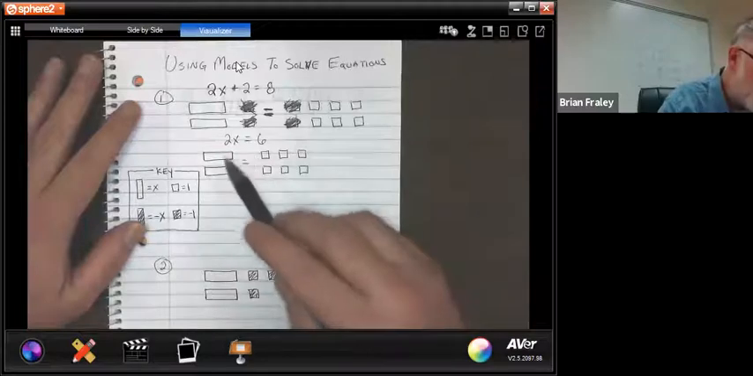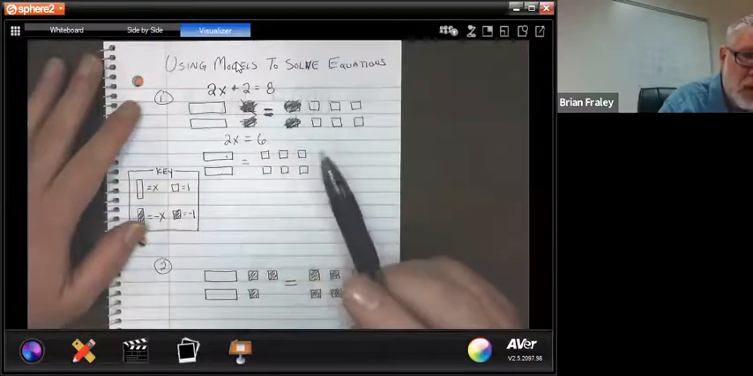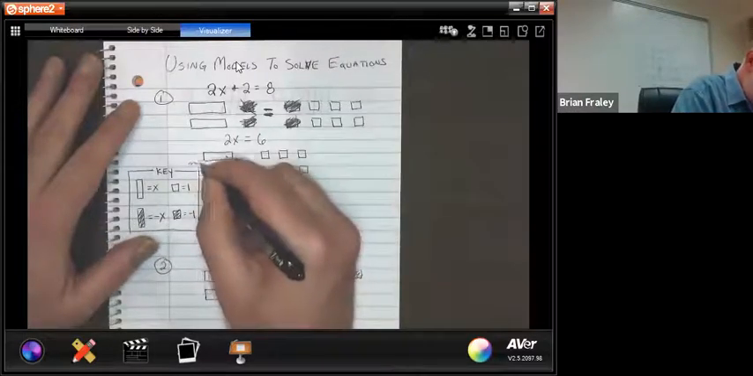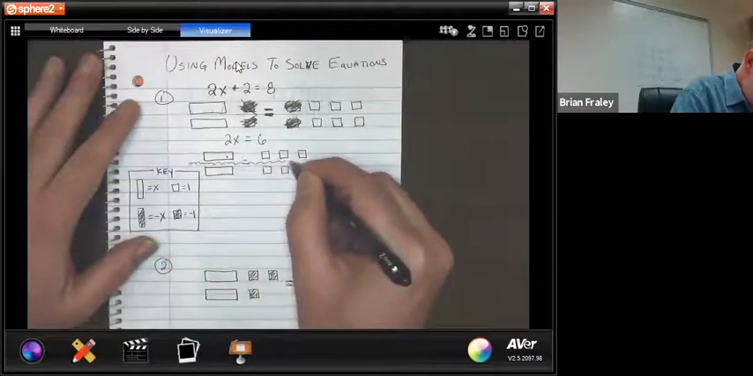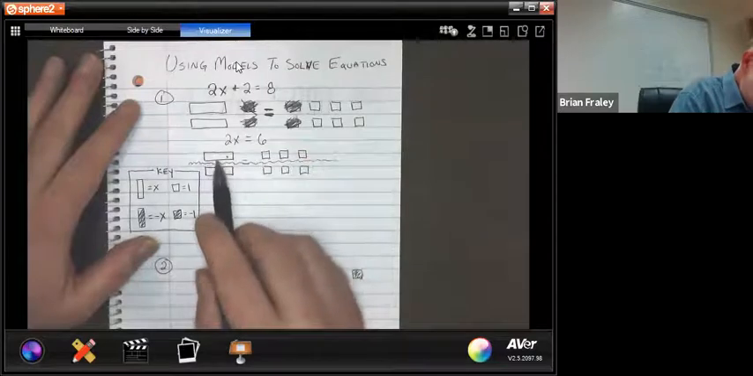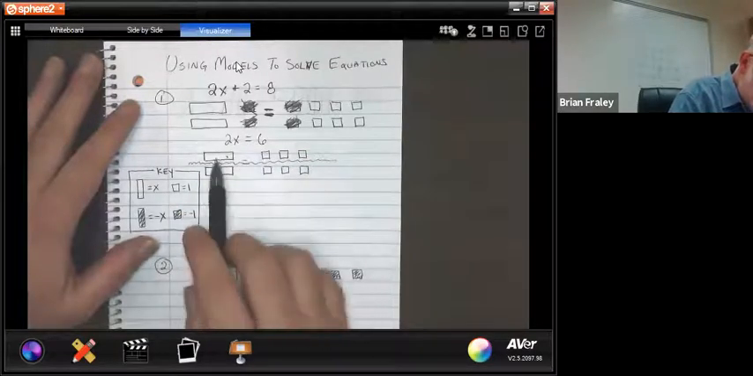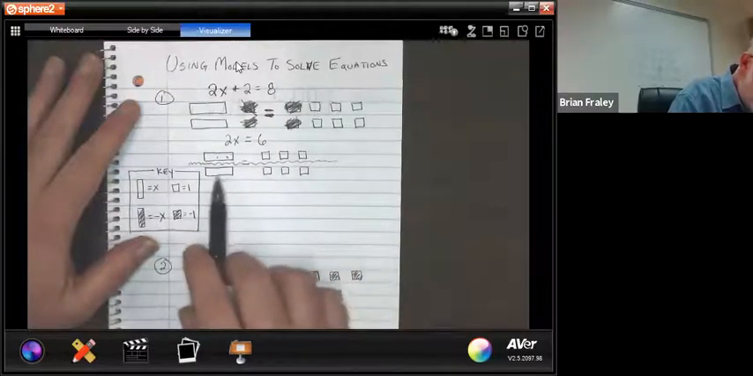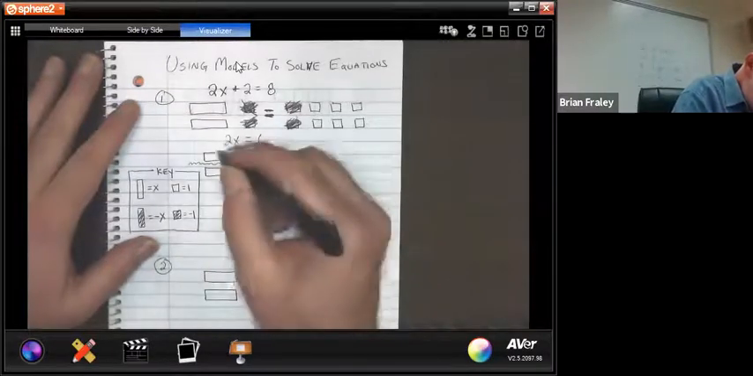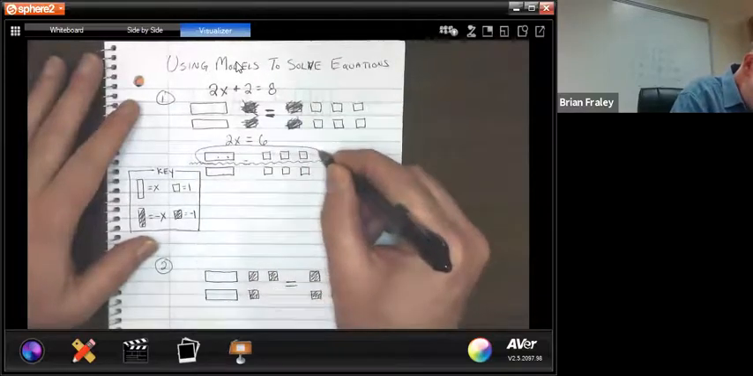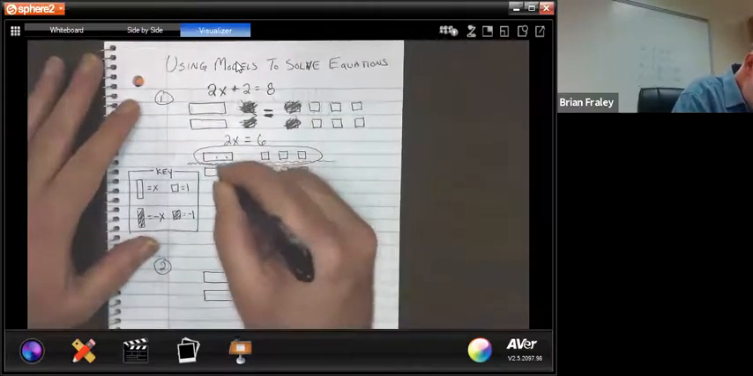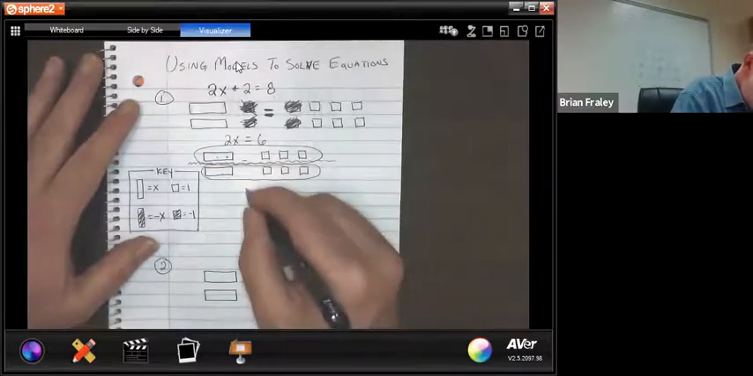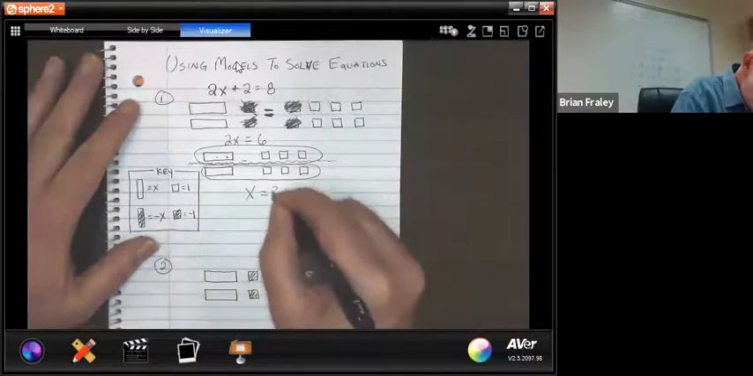Because our goal is, we don't want to know what 2 x's is. I want to know what 1 x is worth. So if I split everything down the middle, I have to make sure I've got the same thing on the top and the bottom. Up here I've got this x and then 3 1s on that side. Down here I've got an x and 3 1s. They're exactly the same. So what that tells me is each x you see equals 3 single 1s. So x equals 3.